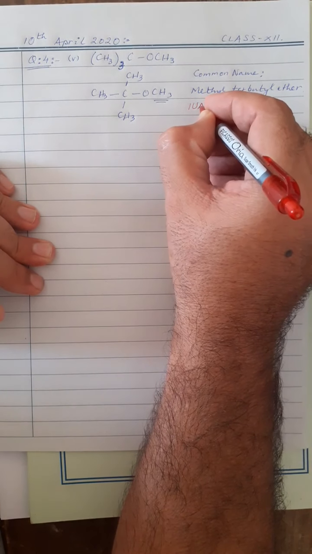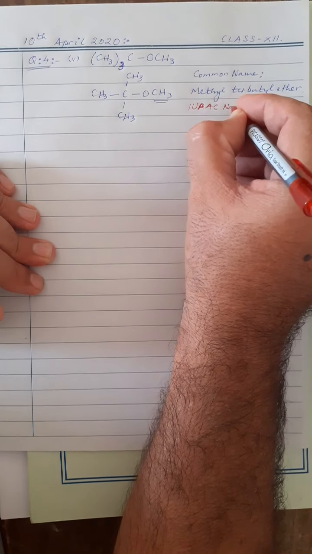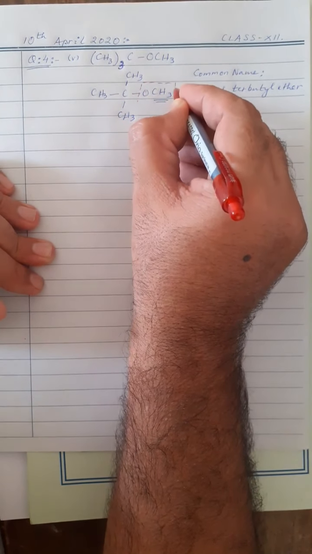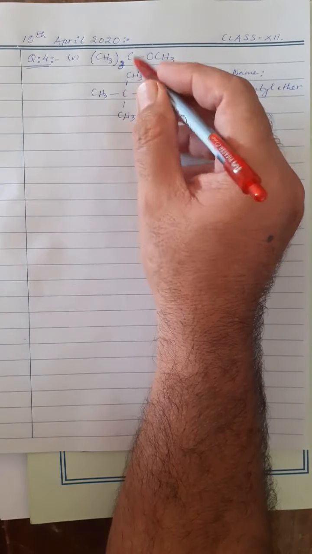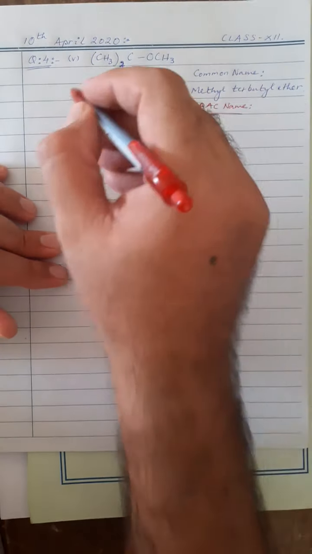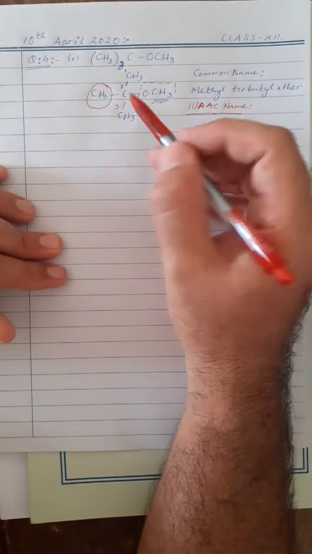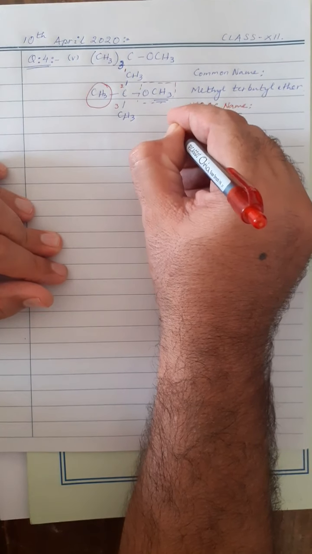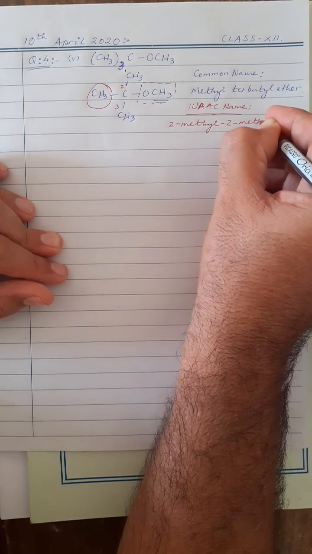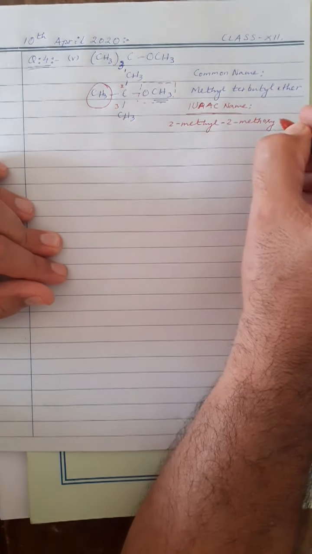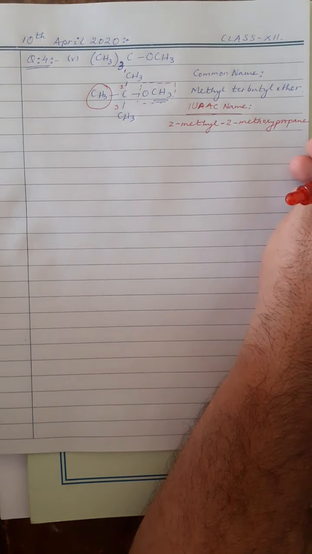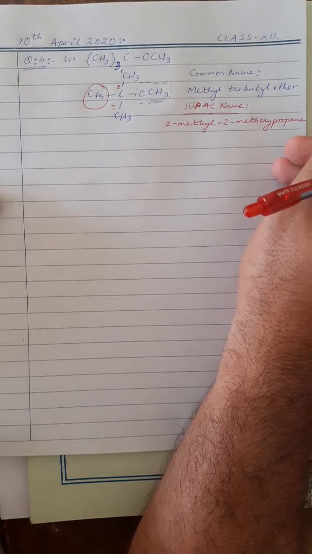For IUPAC name, we will connect this O with the CH3. So this is methoxy. And we will select our longest chain. So the longest chain is this, 1, 2, 3. So you can see that 2 carbon has two branches. One is methyl, other is methoxy. So we write first the methyl, 2-methyl, 2-methoxy. Since 3 carbon in total, so the name will be propane. 2-methyl, 2-methoxy propane will be the IUPAC name of this compound.